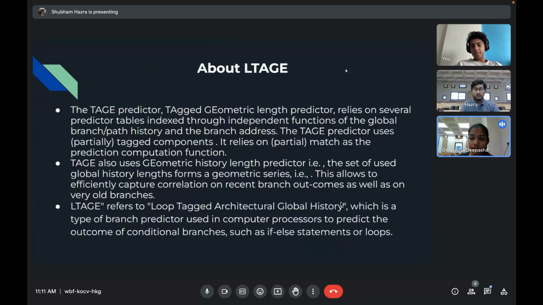In addition to traditional history branch predictors, TAGE also uses geometric history lengths. This means that the length of the branch history is determined by a geometric sequence rather than a linear sequence. This helps to improve the accuracy of the predictor by capturing long-term patterns in the program.